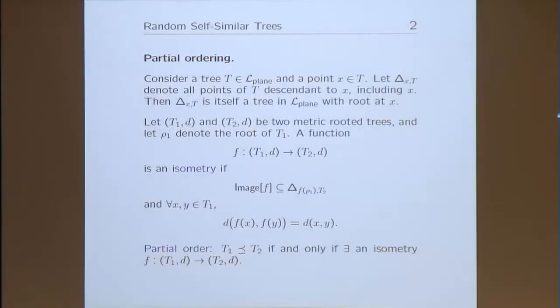Is it onto, your map? It's not onto. Essentially, it says that we can carve out a tree T1 out of T2, so that the orientation is preserved. Up is up. Injection, I see. Yeah.